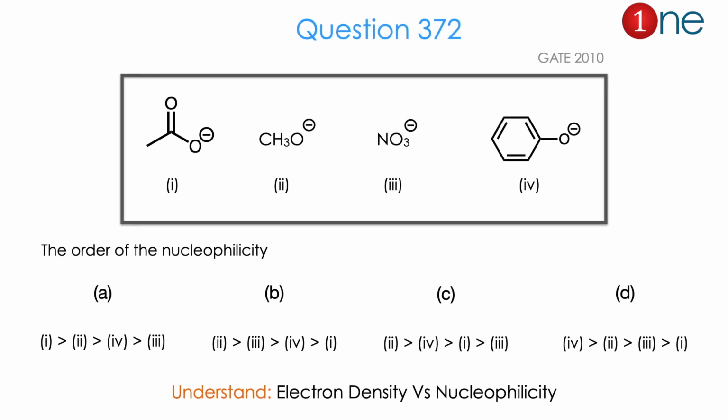Then let us look at the next question. They are given 4 different anions. The first one is acetate anion, the second one is methoxide, the third one is nitrate, the fourth one is phenoxide. Here they are asking the order of nucleophilicity. So basically you have to find where the electron richness is, how the attack will happen, how it will be stabilized. From the 4 different anions and the question of nucleophilicity, you might realize the question is really about electron density versus nucleophilicity. The answer is C. Let us see how.